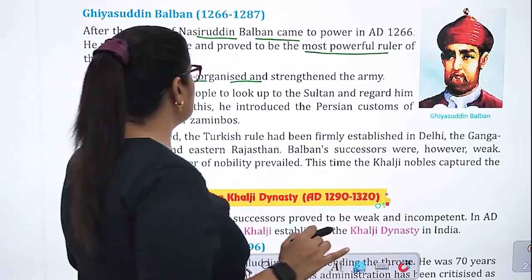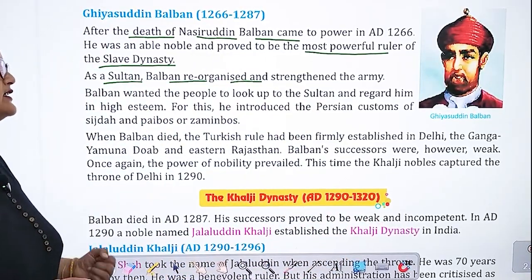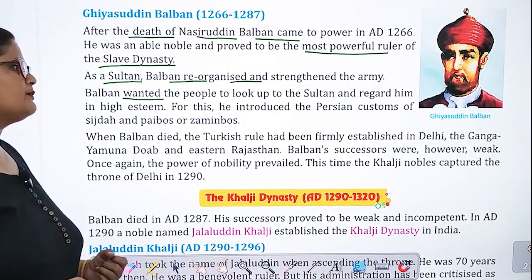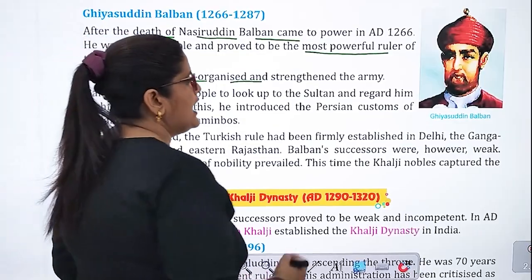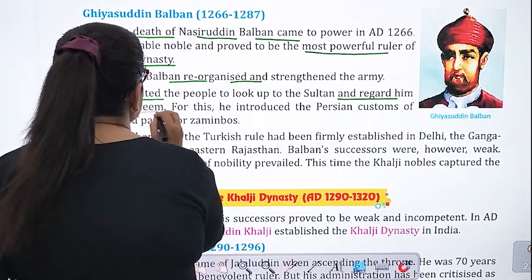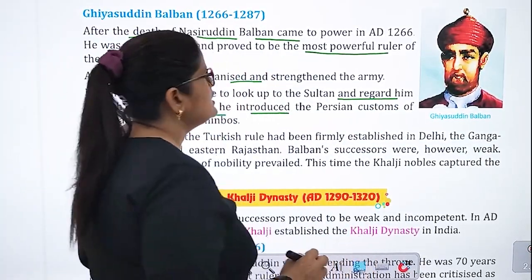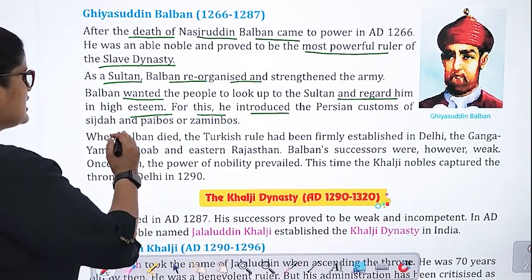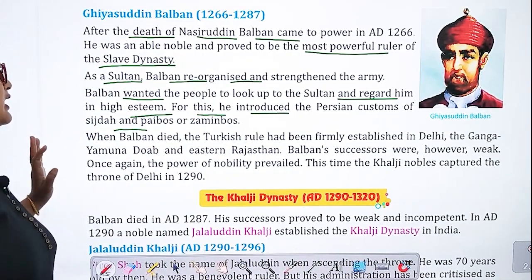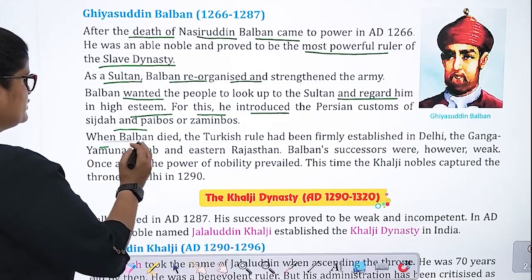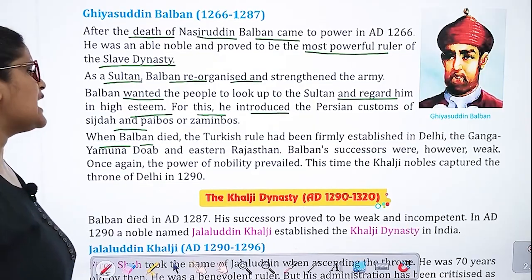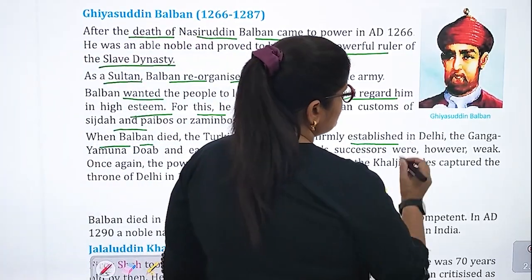As Sultan, Balban reorganized and strengthened the army. Balban wanted the people to look up to the Sultan and regard him in high esteem. For this, he introduced the Persian customs of Sijda and Paibos or Zaminbos. When Balban died, the Turkish rule had been firmly established in Delhi.